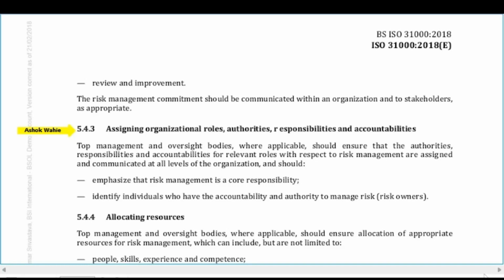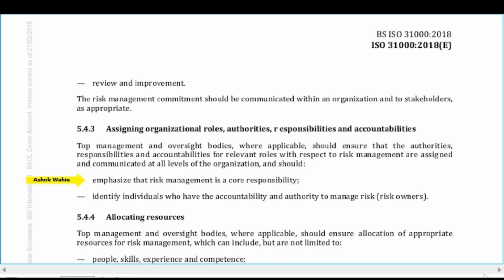First, the roles and responsibilities should emphasize that risk management is a core responsibility. If you are the vertical head for account A, then risk management for account A is your core responsibility. For the global head of HR, the risk related to HR becomes the core responsibility of the HR head. Then you also need to identify individuals who have accountability and authority to manage risk. So, what is your policy criteria to determine who the risk owners are? What is the authority of the risk owners? How do the risk owners manage the risk within their own functions, activities, departments, etc.?